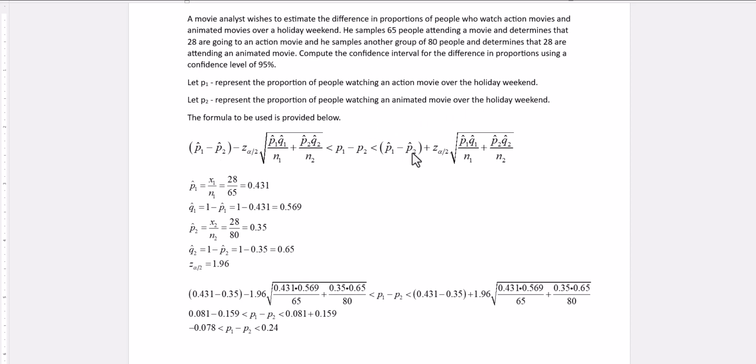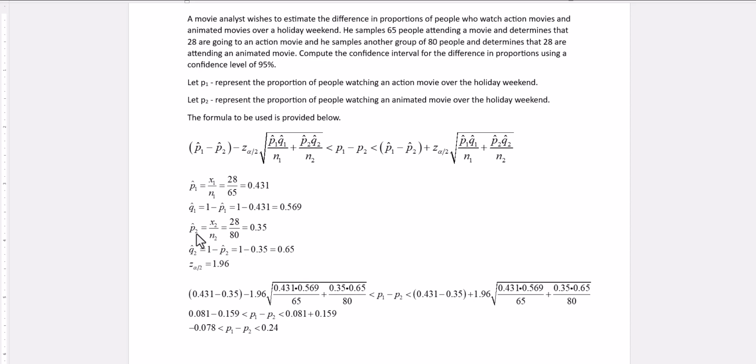This is the formula we use for the computation. We have to compute P hat sub 1, that's the sample proportion for those who are watching the action movie. So that's 28 out of 65. We divide, round to three places, 0.431. Q hat sub 1 is 1 minus P hat sub 1. So it's 1 minus 0.431, which is 0.569.